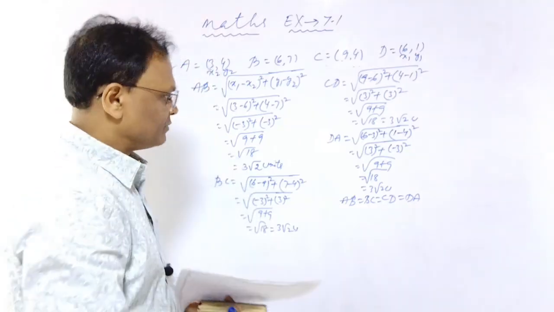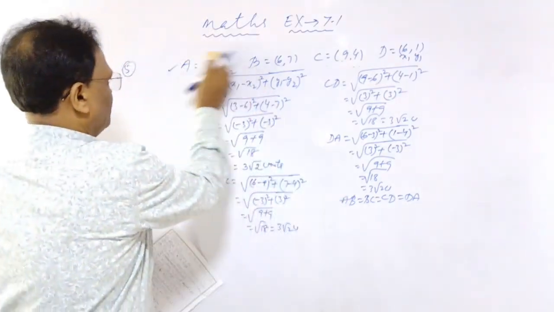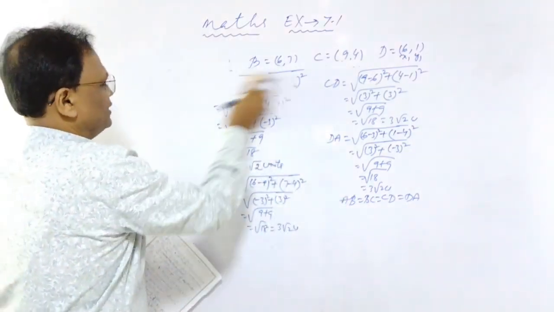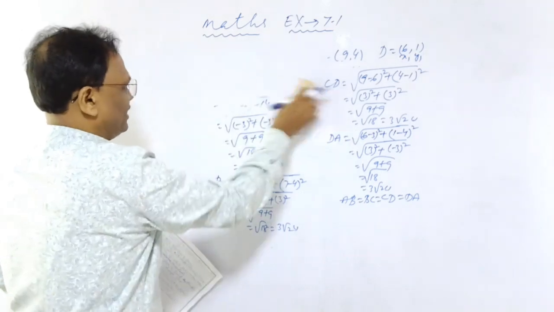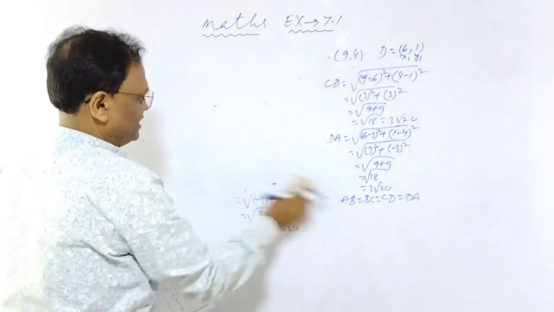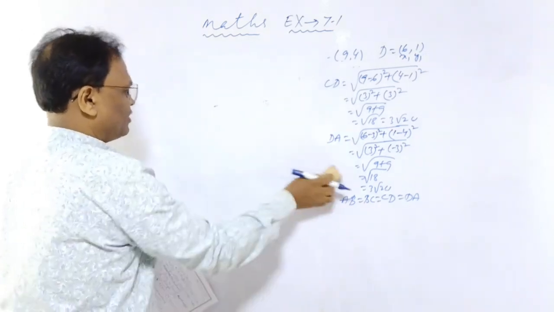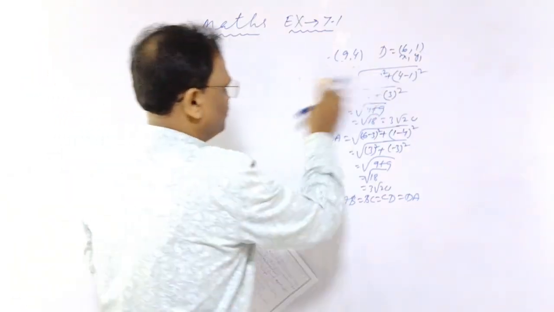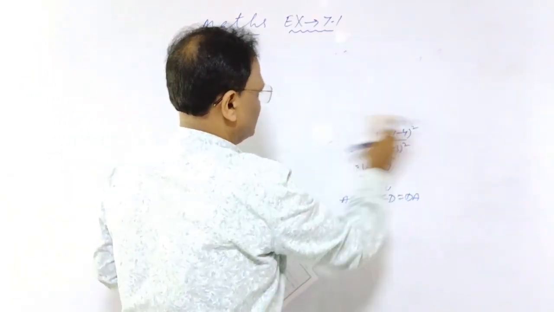Now the question number 6. Question number 6, what is it telling? It is telling us to name the quadrilateral. Very interesting question. Naming the quadrilateral is very simple. If you know the properties of the quadrilateral, you can name it.